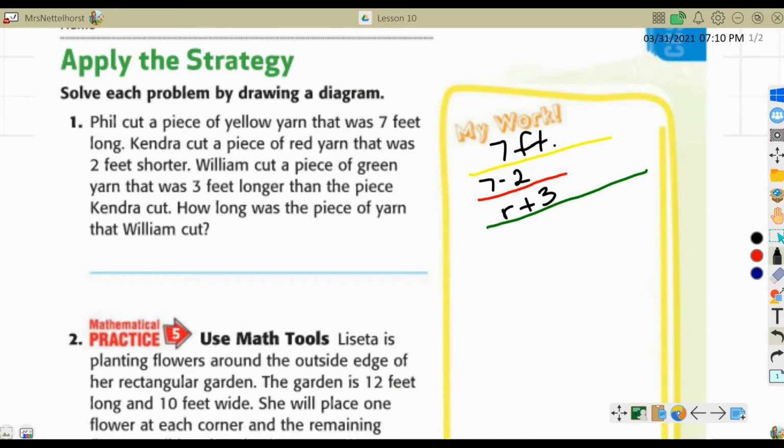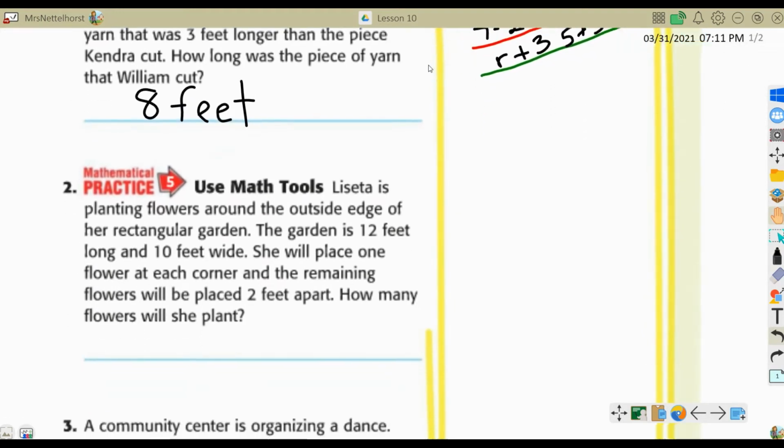Okay, so let's start doing some math. So 7 minus 2 we know is 5. So Kendra's yarn is 5 feet. And if Kendra's yarn is 5 feet, then 5 plus 3 equals 8 feet. Now, the question is, how long was the piece of yarn that William cut? Well, William has the green piece of yarn, so William's yarn is 8 feet. There we go. See, it's a lot easier when you break it down. So it sounds like a really hard problem till you break it down.